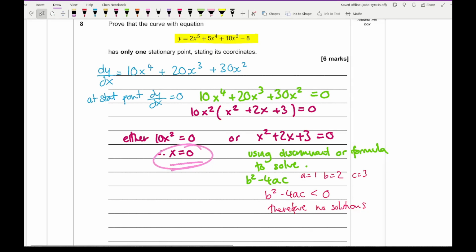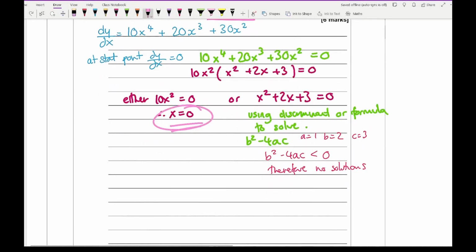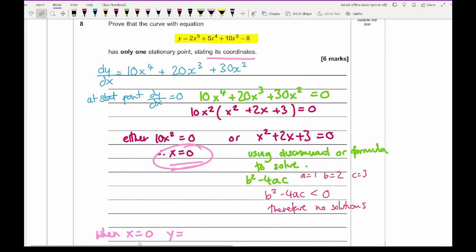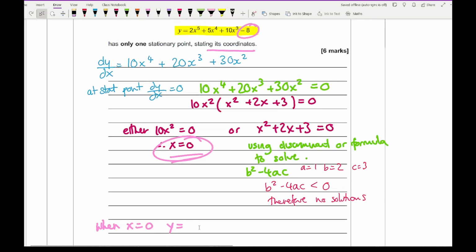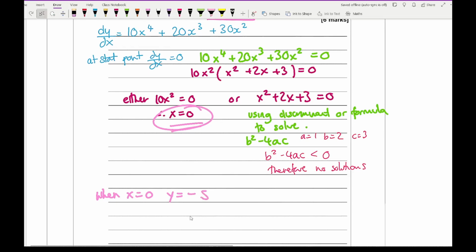And then the last thing that I need to then do is state the coordinates. So here, when x equals 0, y equals, and again all I've got to do is just substitute it in, which is just going to equal minus 8. So it equals minus 8, so then the coordinate is going to be 0, minus 8.